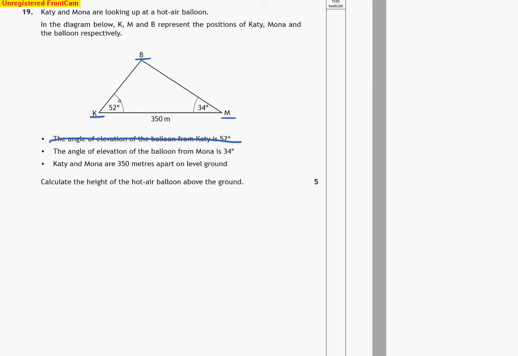Again, without a diagram, if they just wrote this, you'd have to really think about this stuff. But they've given you a diagram and just repeat it. So again, I would just think, who cares? Yep, got it. 350. Yep, got that. Calculate the height of the hot air balloon. So the question was the height.